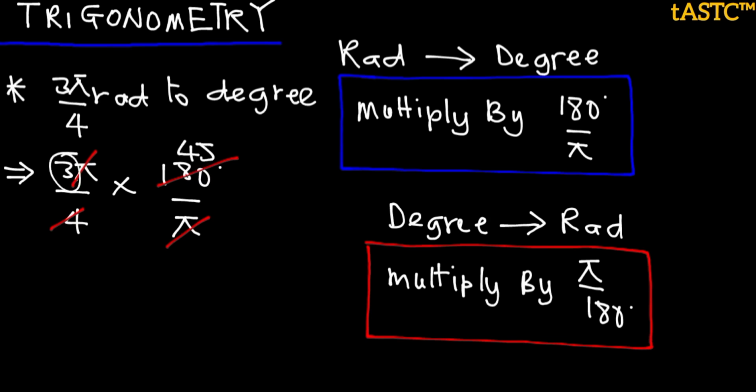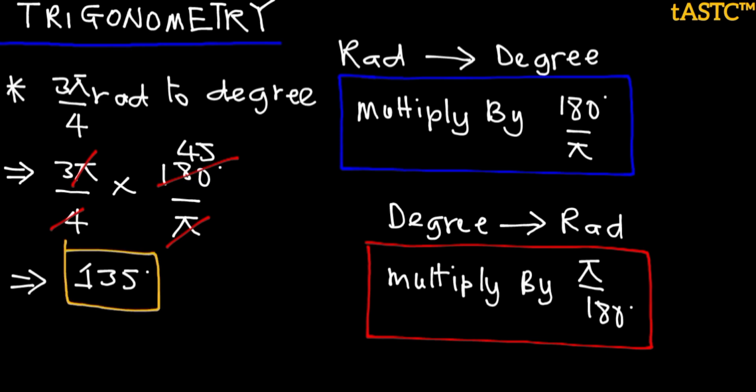So I'm going to have a 3 multiplied by 45. That will be 90 plus 45. 90 plus 45, that will give us 135 degrees. So this is actually the answer that you're looking for. 3/4 pi rad is equal to 135 degrees.